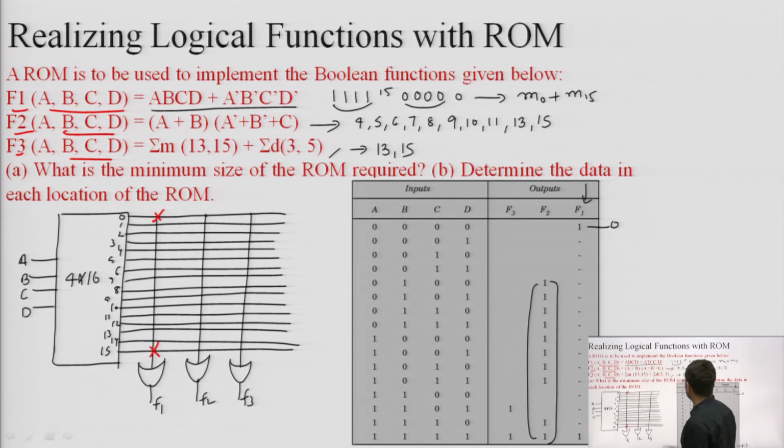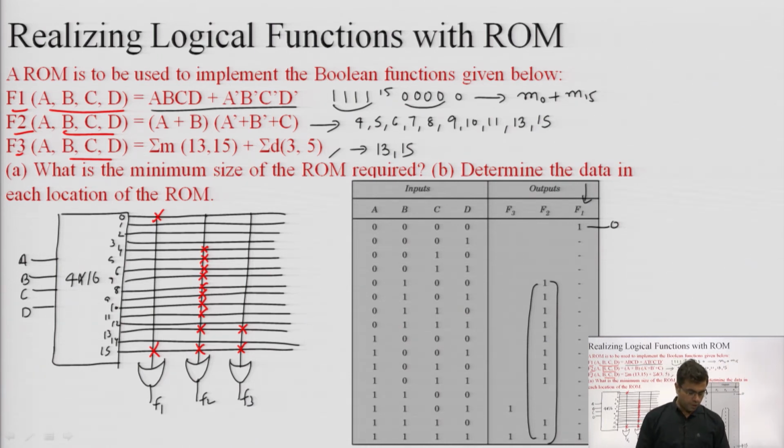Okay. Similarly, for F2 I have 4, 5, 6, 7, 8, 9, 10, 11 and then 13, 15. So, this is 13 and this is 15. And then for F3 I have 13 and 15. So, this is 13 and this is 15. In this way we can prepare any structure using ROM.